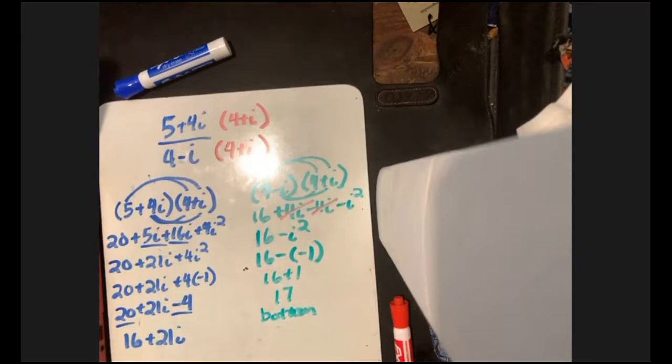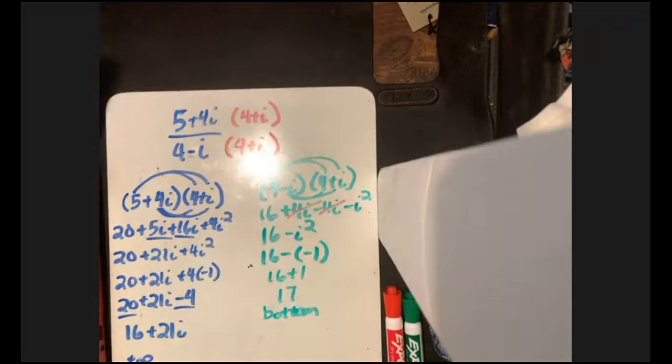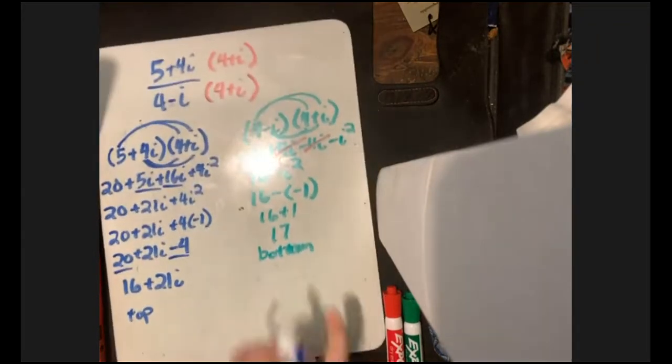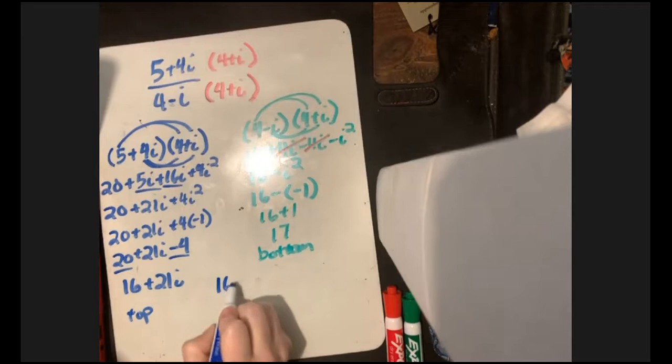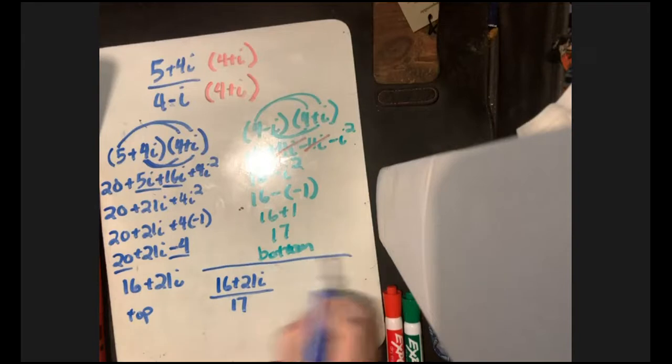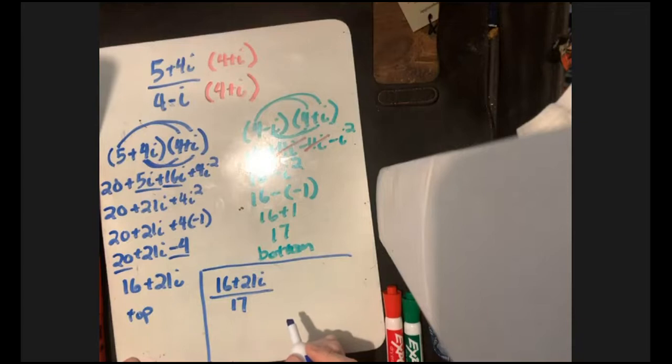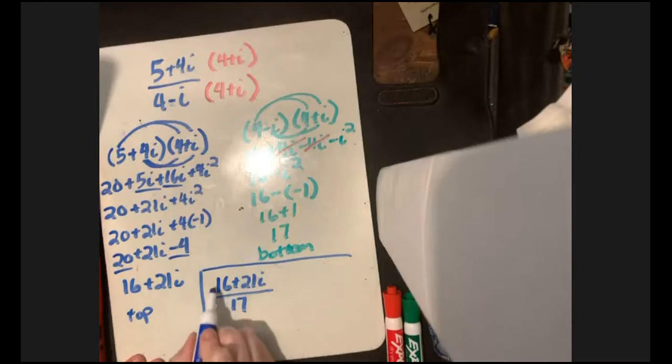Now, putting this all together, okay, I'm going to put the top back on the top and the bottom back on the bottom. Now, if you were to put that in, it's probably going to tell you that while your answer is correct, it's not in the correct format because they're going to want this in A plus BI form, okay? And in order to do that, you're going to have to separate the real, which is going to be the 16 over 17, from the imaginary, it's going to be 21 over 17 i.